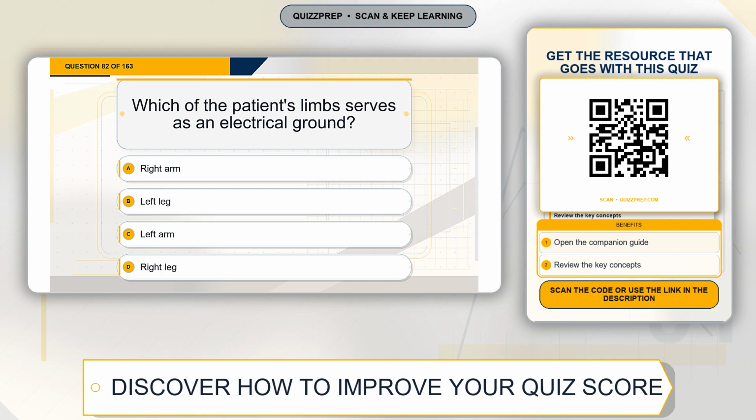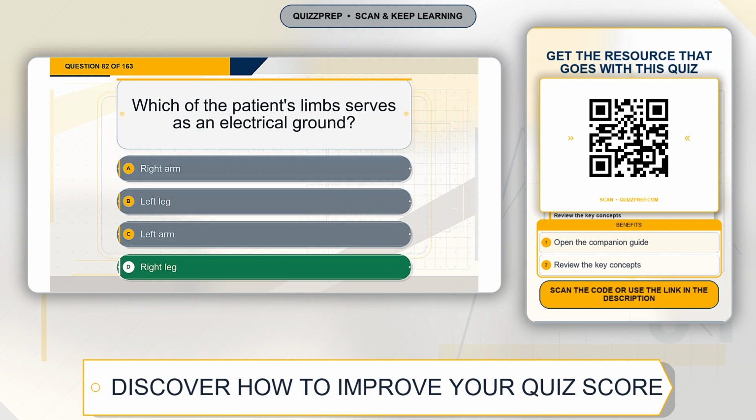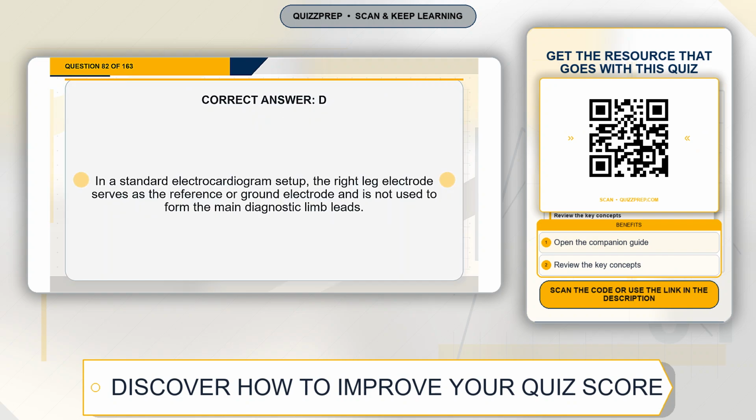Question 82. Which of the patient's limbs serves as an electrical ground? Option A, right arm. Option B, left leg. Option C, left arm. Option D, right leg. The correct answer is option D, right leg. Explanation. In a standard electrocardiogram setup, the right leg electrode serves as the reference or ground electrode and is not used to form the main diagnostic limb leads.